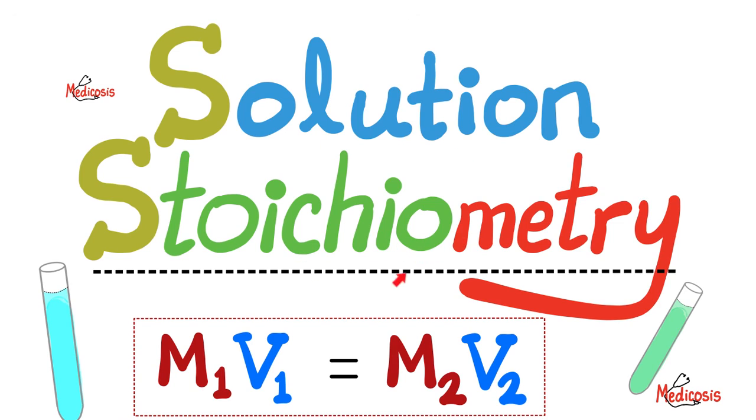This is our third video on stoichiometry. We talked about ideal stoichiometry and then limiting reactant stoichiometry. And then let's take it to the next level and talk about solution stoichiometry. We are going to use this formula today: M1V1 equals M2V2, where M is the molarity, which is a measure of concentration of the solution, multiplied by the volume of the same solution, equals M2V2.